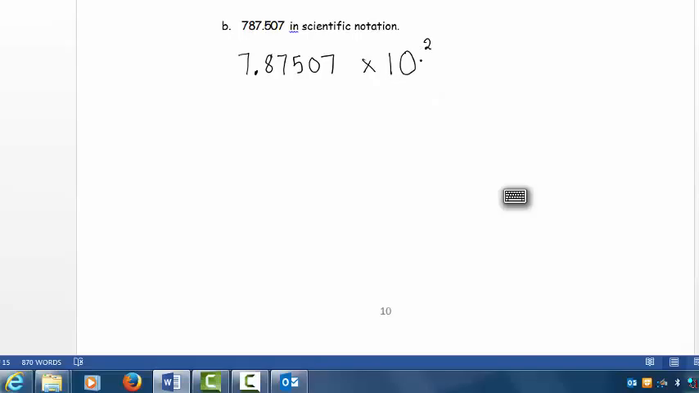If we have times 10 to the positive second power, multiplication by this power of 10 with a positive exponent is a signal to move this decimal to the right 2 places, and that would return us to our original decimal number. So it is correct to have a positive power of 2 here. Another way to think about it: if your original number, here 787.507, is at least 10 (tens, hundreds, thousands, 10,000s, millions, and so on), the exponent in scientific notation will be positive.